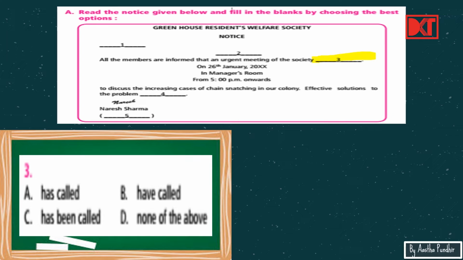Okay, now we have the third blank. Here, all the members are informed that an urgent meeting of the society dash on 26th January in manager's room from 5 p.m. onwards. Here you don't really have to tell which is going to come as per the format. Rather, you have to choose the one which fits in grammatically. Has called, have called, has been called. The correct answer is C. All the members are informed that an urgent meeting of the society has been called.